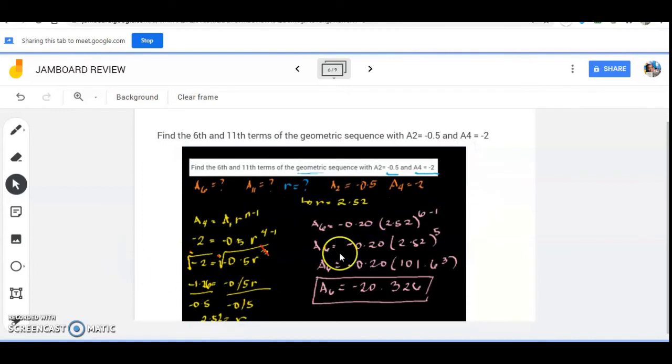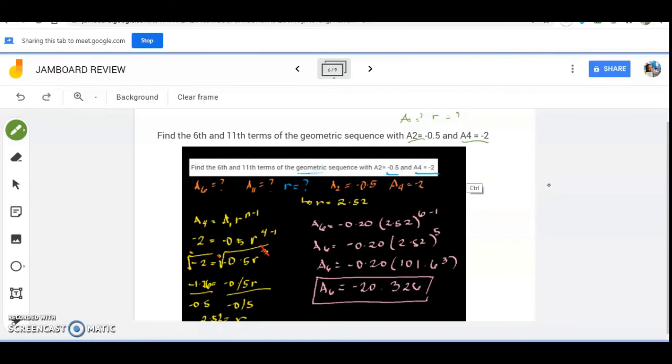Okay. What's missing here is the first term and the common ratio. Correct. So, we will first look for the common ratio, assuming that this a sub 2 is the first term and the a sub 4 is our last term. Since what you're looking for is the 6th and 11th term, but we cannot find the 6th and 11th term if we don't have the first term. So, let's first assume that the second term is the first term, since it looks like we have this one.